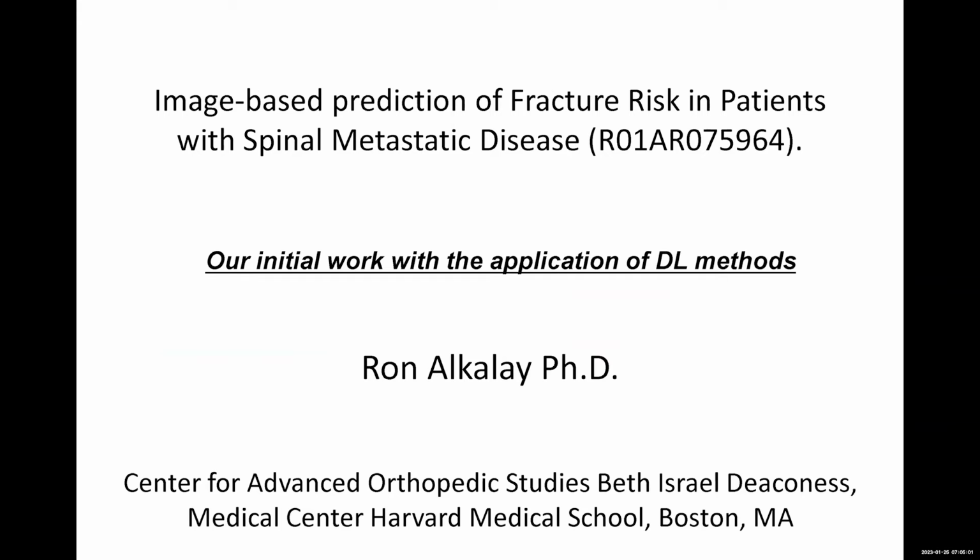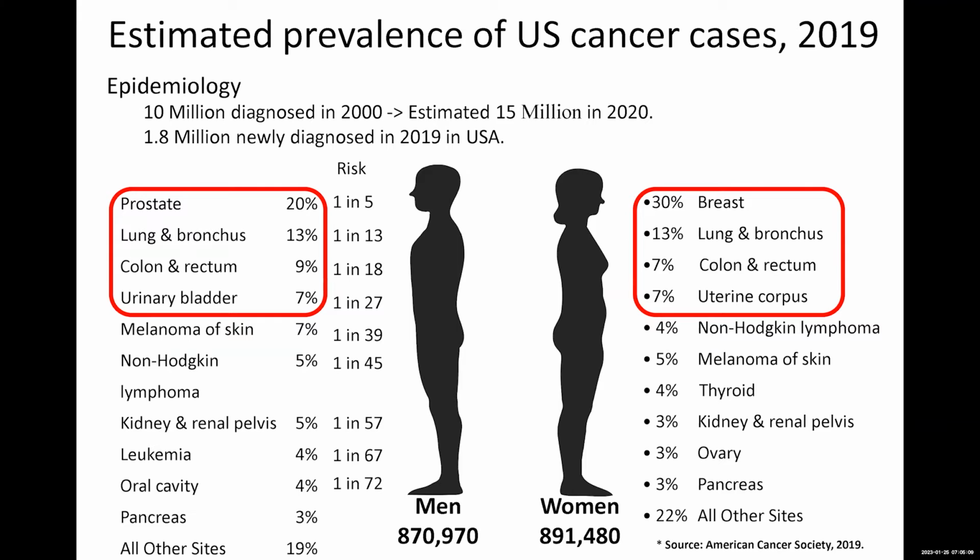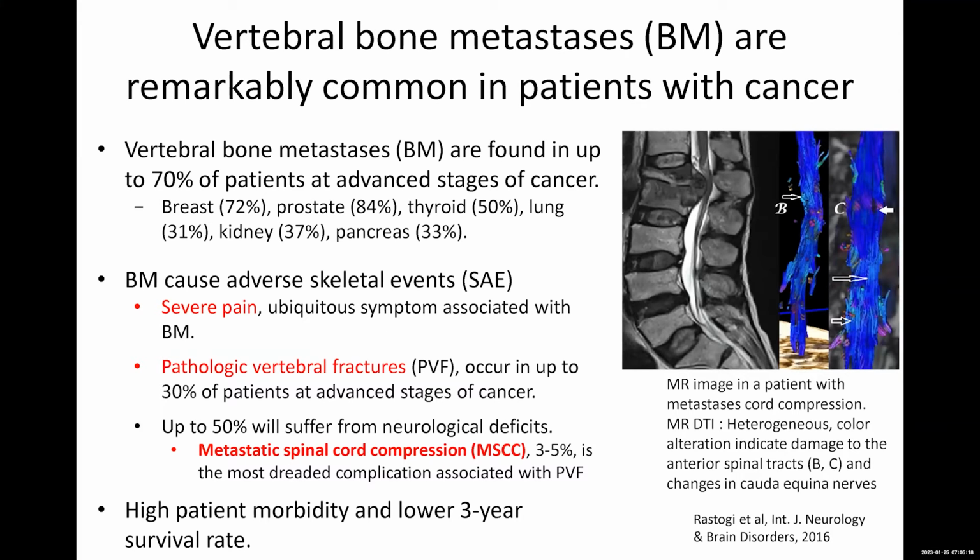So my work is really trying to look at prediction of fracture risk in patients with metastatic spine disease, which is a huge clinical problem. So cancer, as you know, is very prevalent both in men and women. And these are just a large portion of cancers. When cancer essentially metastasizes to the spine, it's metastasis in most cases at advanced stages. Bone metastases usually cause severe pain. They are associated with pathologic vertebral fracture.